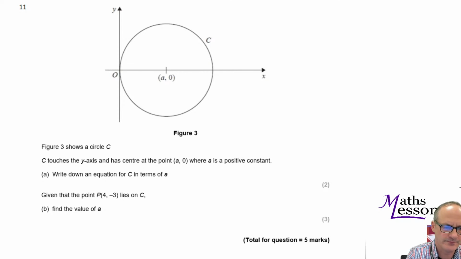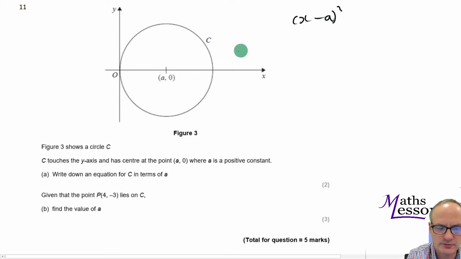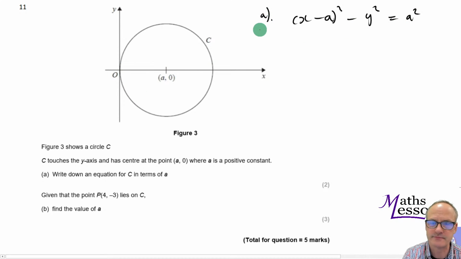Right, so on this question, we want to write down the equation of C in terms of A. So what we've got here is a circle, the centre of which is going to be A, 0. So we're going to have x minus A all squared, because the x coordinate of the centre is A, plus y squared, because the y value is 0, equals, now the radius must therefore be A, so it's going to equal A squared. So that's our answer to part A.